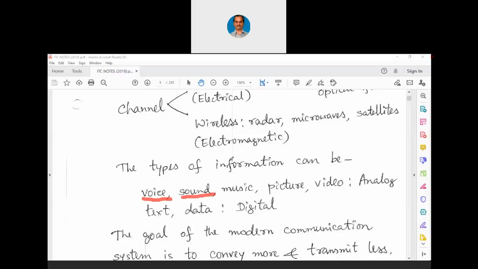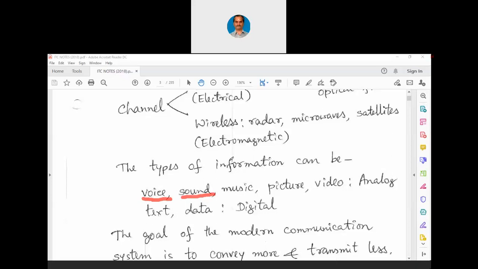Voice is about 300 to 3400 hertz. What is sound then? Sound is generally 20 hertz to 20 kilohertz. All audible frequency range is called sound. Now you have 20 hertz, then you have 300 hertz, then you have 3400 hertz, then you have 20,000 hertz. Just visualize this line: 20, 300, 3400 and 20 kilohertz. Now in between 300 and 3400, that is called voice. The total 20 hertz to 20 kilohertz is called sound.